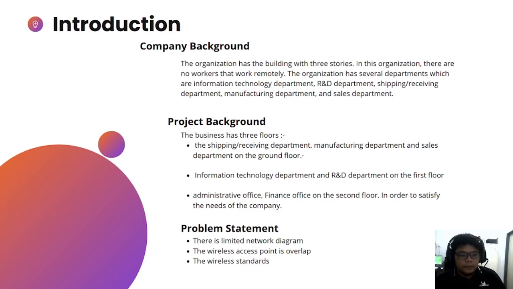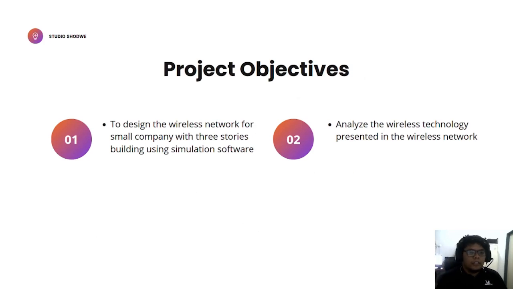For the problem statement, there is a limited network diagram, the wireless access points overlap, and the wireless standards are outdated. The objective of the project is to design the wireless network for a small company with a 3-story building using simulation software, and analyze the wireless technology presented in the wireless network.